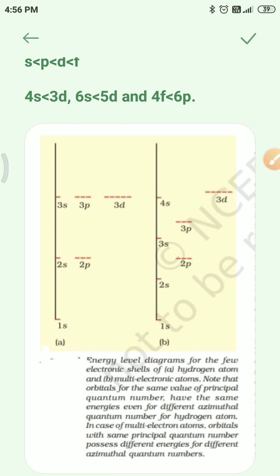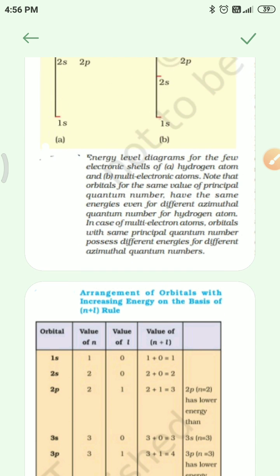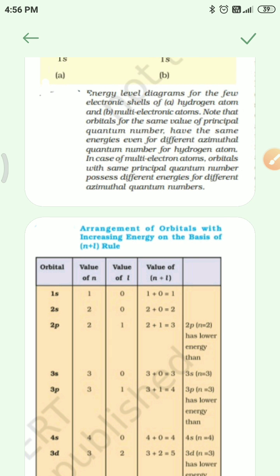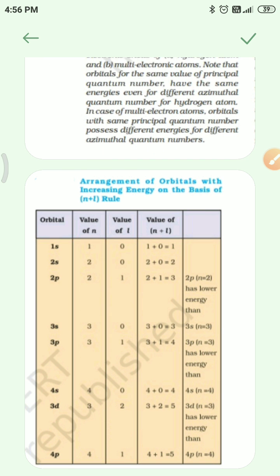So you can see in the table below the arrangement of orbitals with increasing energy on the basis of the n plus l rule. These are the two simple rules. It may be noted that different subshells of a particular shell have different energies in the case of multi-electron atoms. However, in the hydrogen atom, they have the same energy.